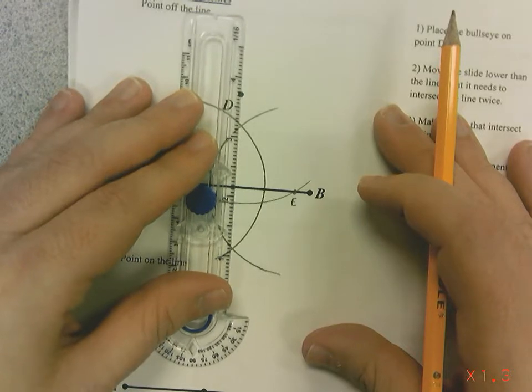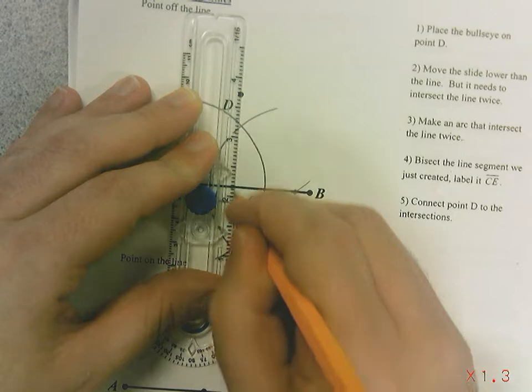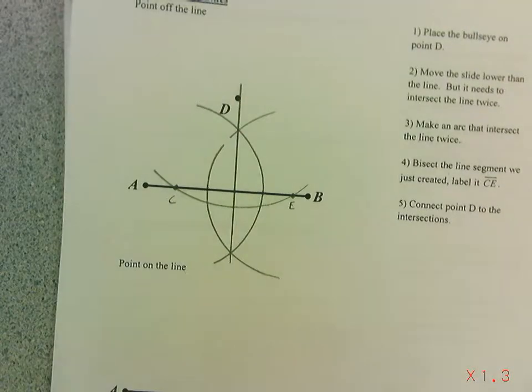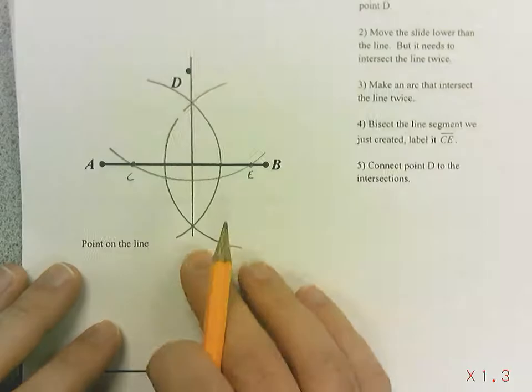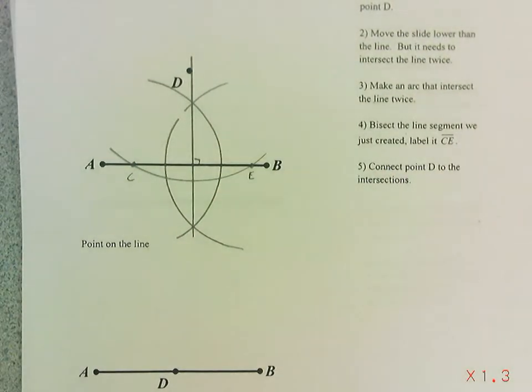And then the last thing you do is connect the 2 intersections with the point. And if you do that right, that line should be intersecting at exactly 90 degrees, which makes it perpendicular.